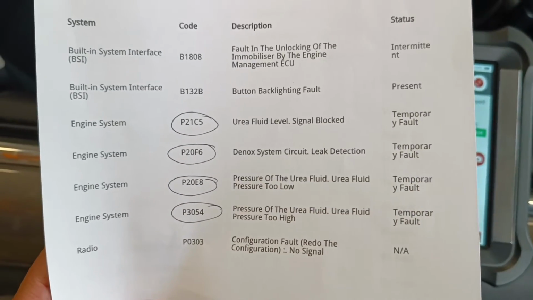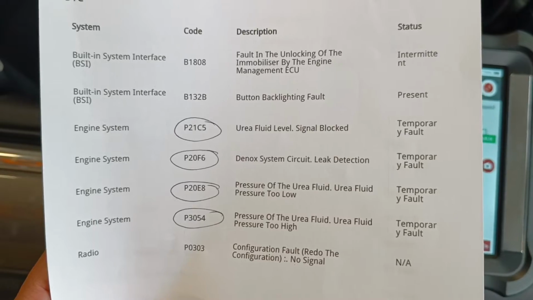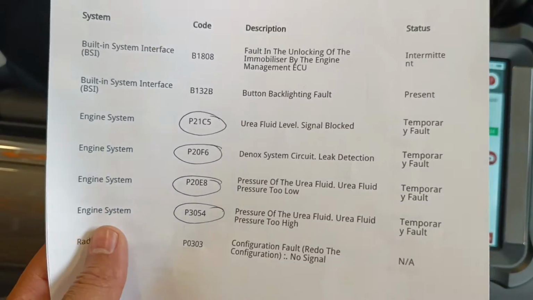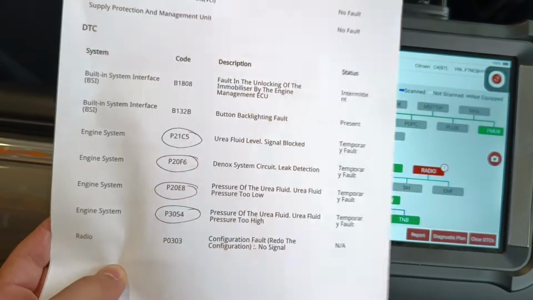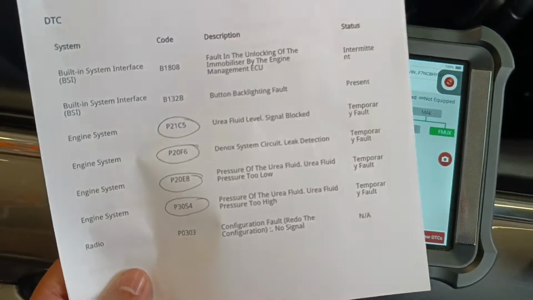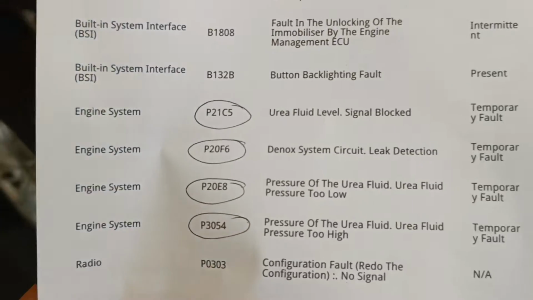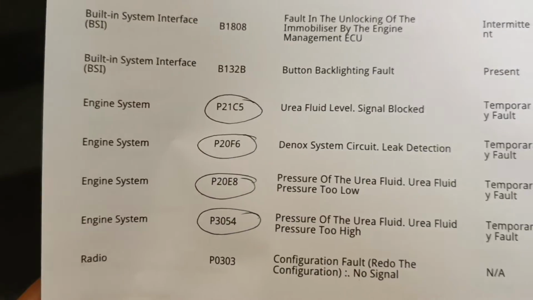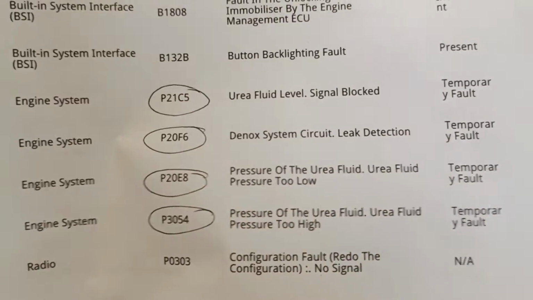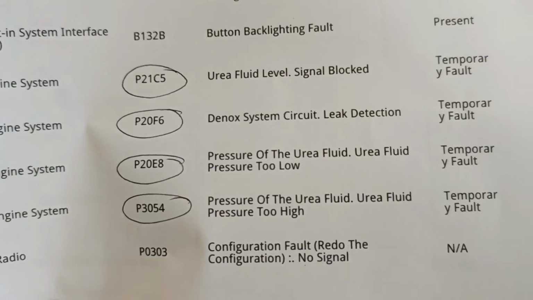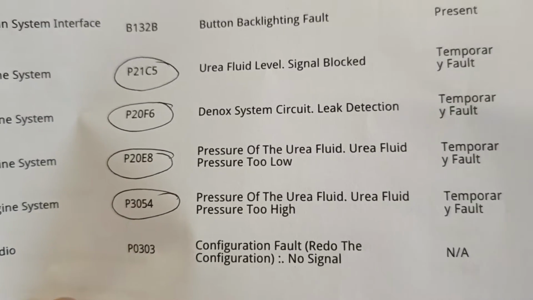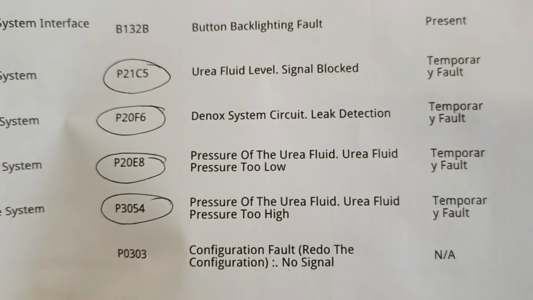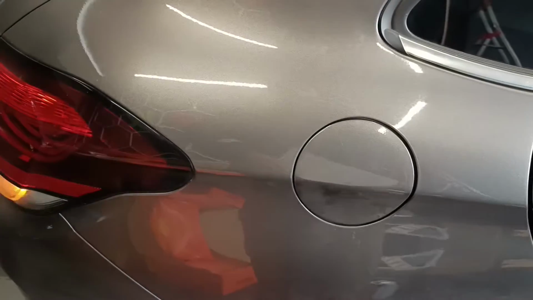So we had some faults on the BSI at the top, them two, not too much to worry about. The engine had 4 faults, and then the radio had 1 fault, which is nothing to worry about. I've circled the 4 engine faults, which are urea level, fluid level signal, the leak detection, pressure too high, pressure too low.